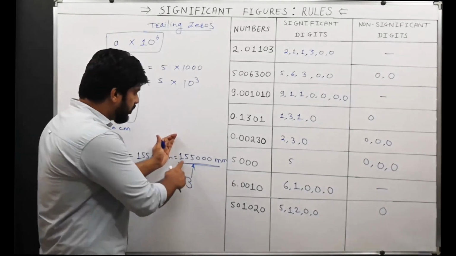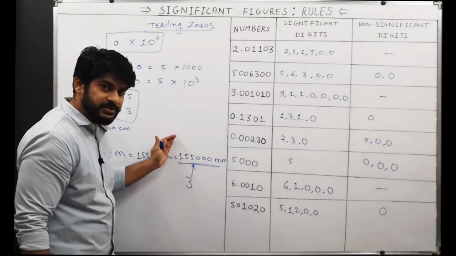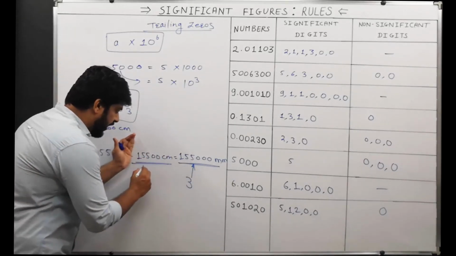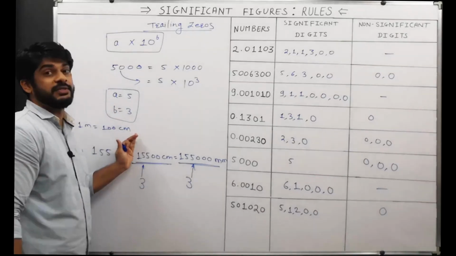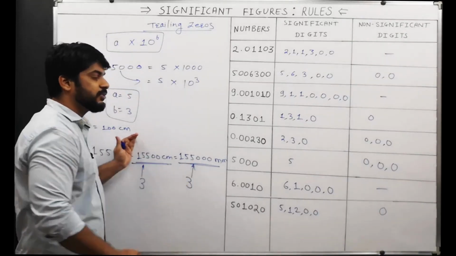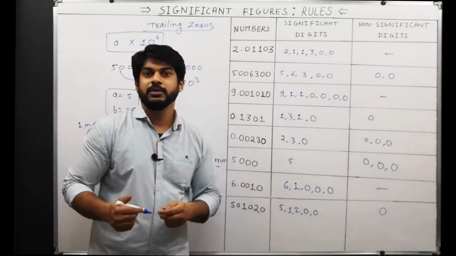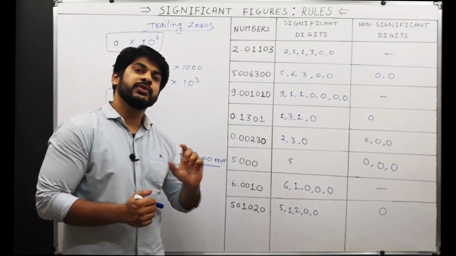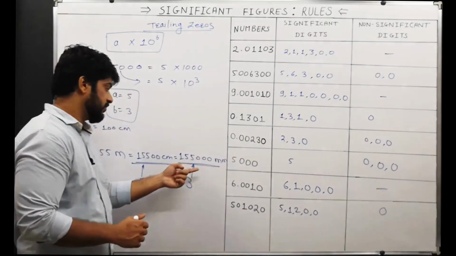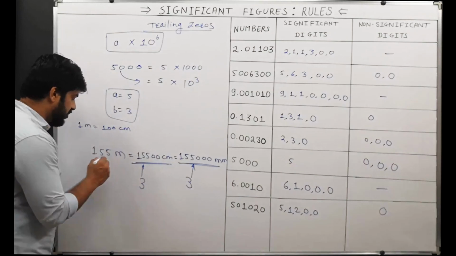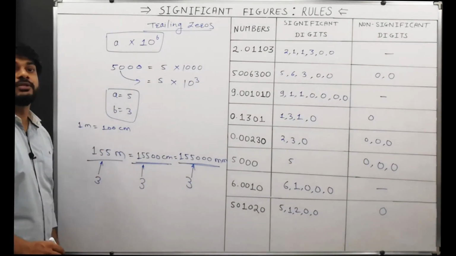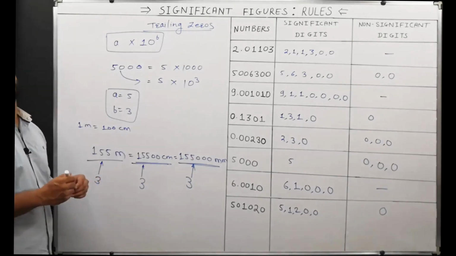This has only 3 significant figures. If I go here, this number also has 3 significant figures, because these are trailing zeros, and we have just seen the rule: in a number with no decimal point, the trailing zeros are not significant. Same here, we have 3 significant digits.